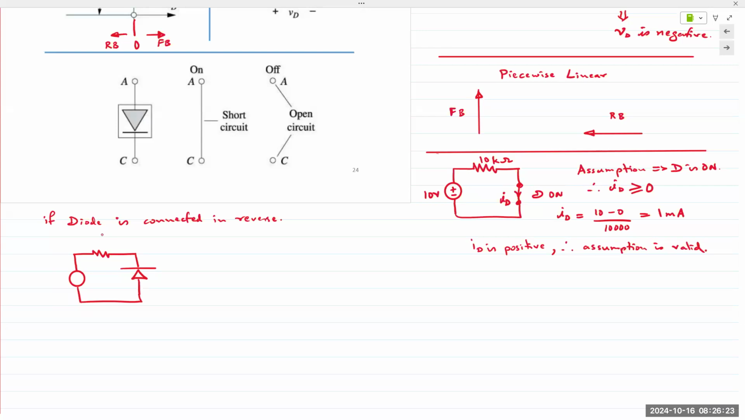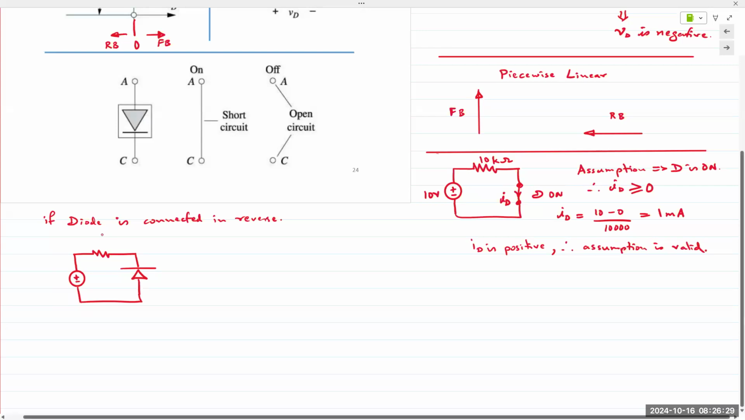Completely off. Okay. This, of course, is very easy or straightforward to see. You have the cathode, the anode connected negative and the supply. So we would assume D is off. So my circuit becomes like this.